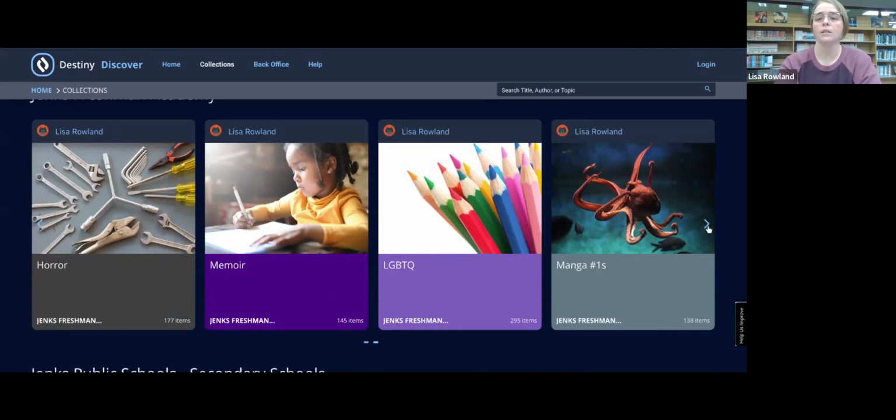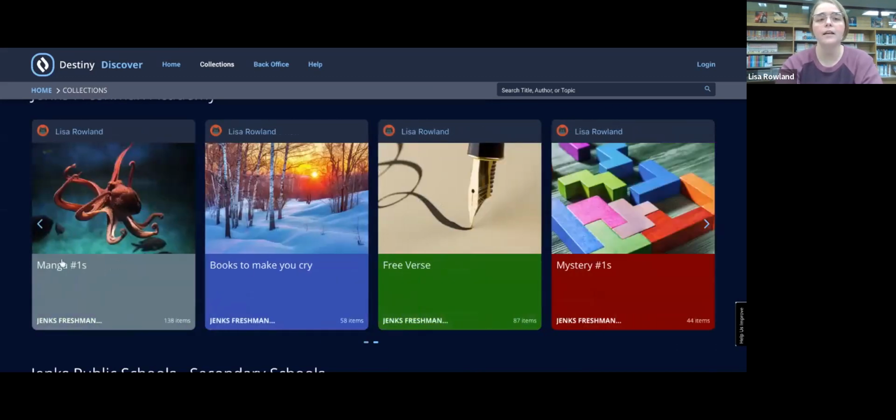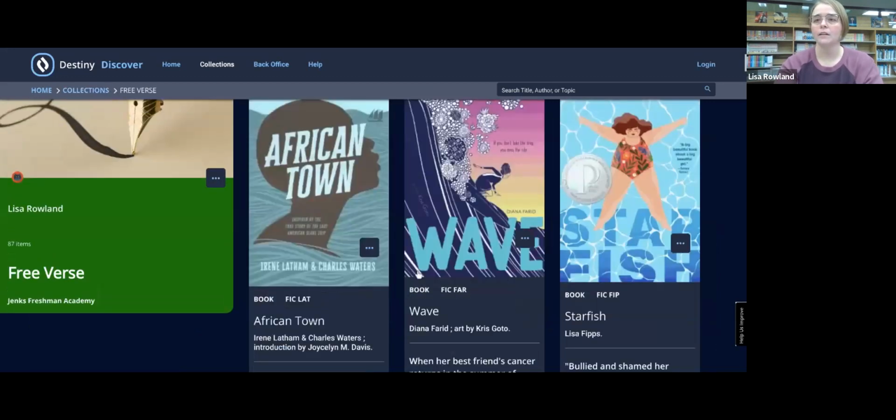Sometimes manga can be difficult to find when you're looking online, so we just narrow it down to all the number ones. I don't read books that make me cry if I know they're going to make me cry, and so I'm really bad at giving recommendations. So we made that collection this year. I've got my free verse one. So I'm just going to go ahead and click on that one.